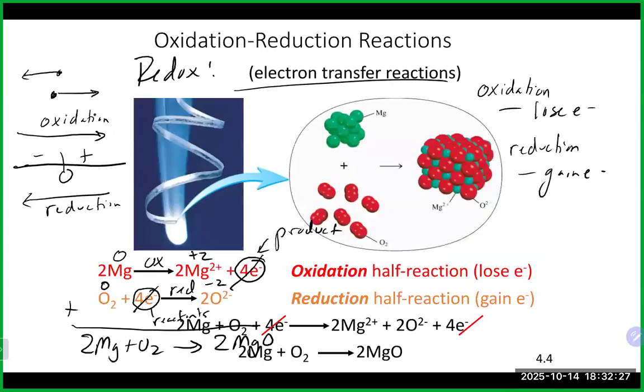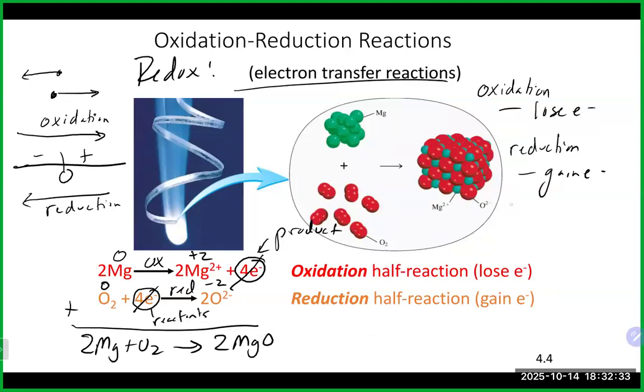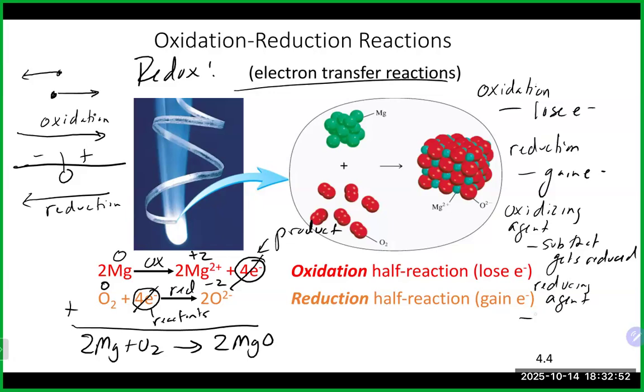Remember as well, we also talked about the oxidizing agent. The oxidizing agent is the substance that gets reduced. And we also talked about the reducing agent. The reducing agent is the substance that gets oxidized. Kind of the opposite of the name. And the reason for that, again, is that it is what it is causing to happen in the other thing.